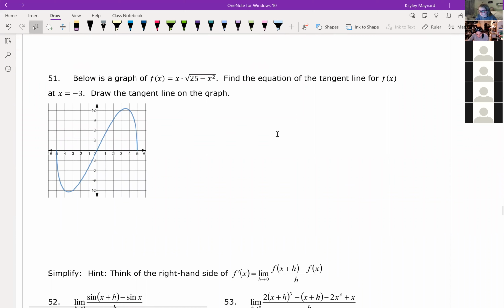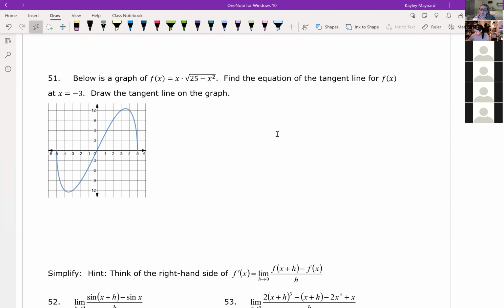Okay, so below is a graph of f of x equals x times the square root of 25 minus x squared. Find the equation of the tangent line for f of x at x equals -3. And then it says draw the tangent line on the graph. Okay, so let's go ahead and do this. I don't even know how many times we've done one of these problems in recitation. They're getting kind of old in my opinion. But here we are with another one. So I want you guys to just be so good at finding tangent line equations by the end of this class. I think that's the goal here because that's what it really seems like with these worksheets.